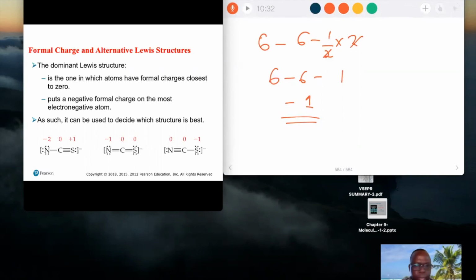So if I compare sulfur and nitrogen, nitrogen is more electronegative. This is above sulfur. Sulfur is below nitrogen. Nitrogen is above sulfur. So this is the most electronegative, and it takes the negative formal charge. See here, put a negative formal charge on the most electronegative atom. This one is least. So we take this as the most plausible structure for this Lewis structure.